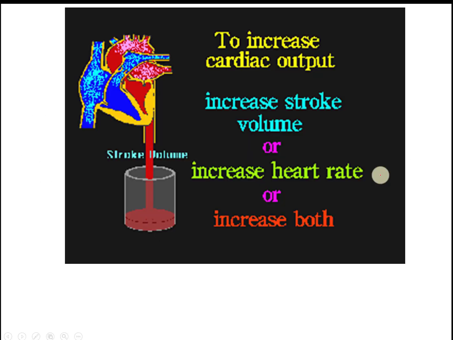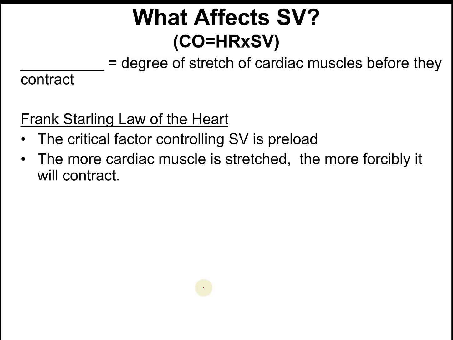Well, remember, cardiac output equals heart rate times stroke volume. So by increasing either of these, you're going to increase the cardiac output. Well, heart rate changes throughout the day, but for most people, stroke volume is fairly constant. So you might focus on that and say, well, what affects stroke volume? A scientist named Dr. Frank Starling studied this issue, and he found that the most important thing that affects your stroke volume is something called preload.